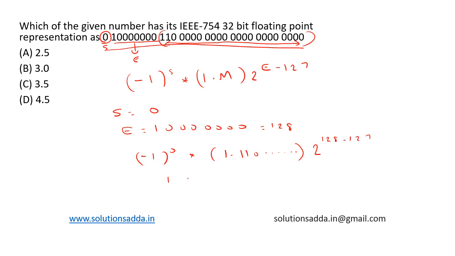This becomes 1 into 1.11 etc., into 2 to the power 1. So this is equal to 3.5. So the correct answer here is 3.5, option C.